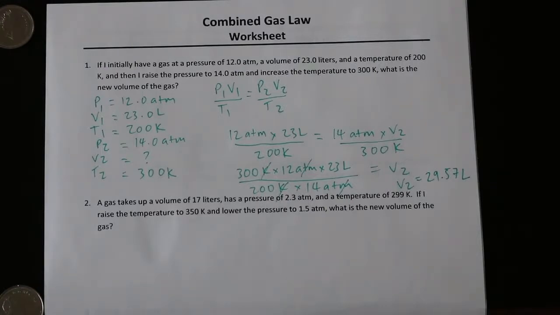If you wanted to, what you could have first done is multiplied both sides by 300 Kelvin. So that would have been 300 Kelvin multiplied by 12 atmospheres multiplied by 23 liters, all divided by 200 K. And then once you got that number, you could then divide by 14 atmospheres. It's just sometimes faster to do it all in one step.